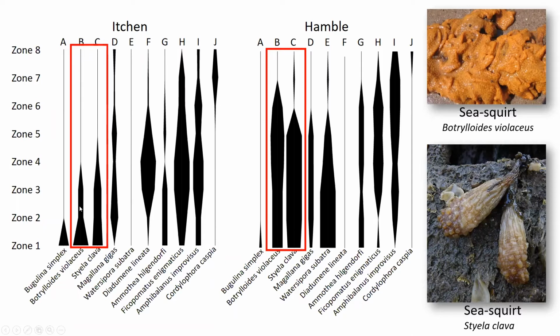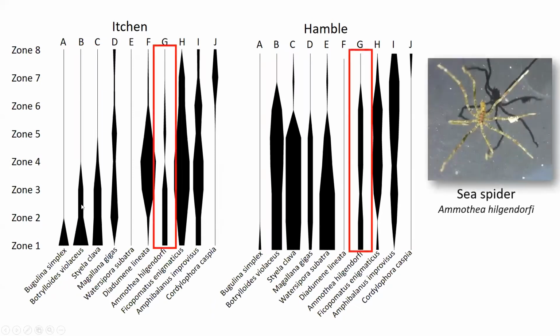There's actually a third example on here, which is a sea spider, which again goes quite a long way up the estuary, but goes further up the Hamble as a proportion of the total length of the estuary than in the Itchen.